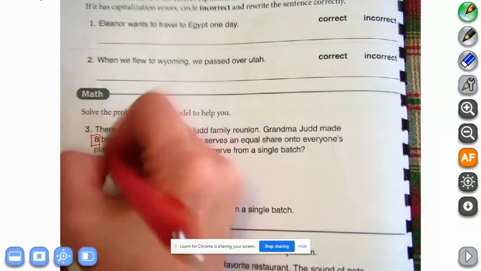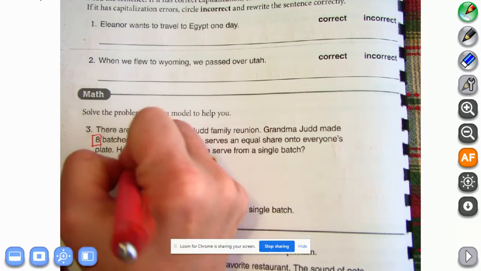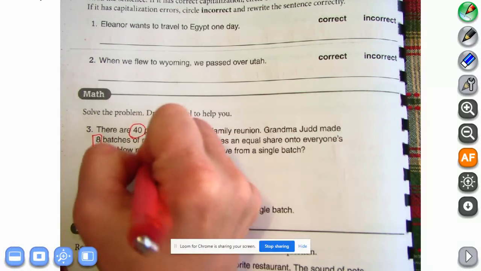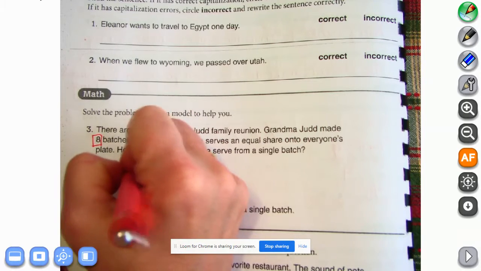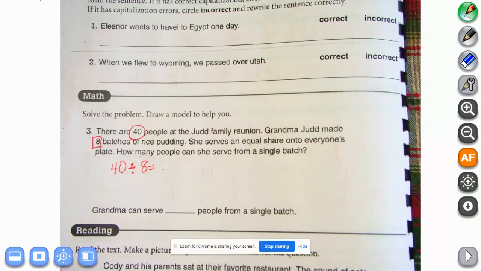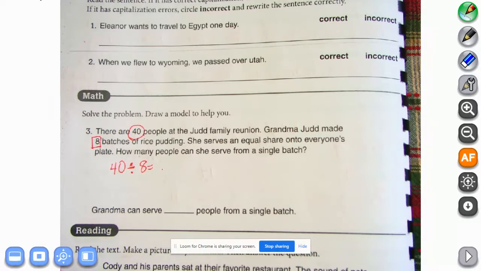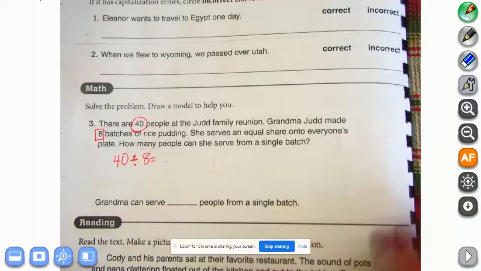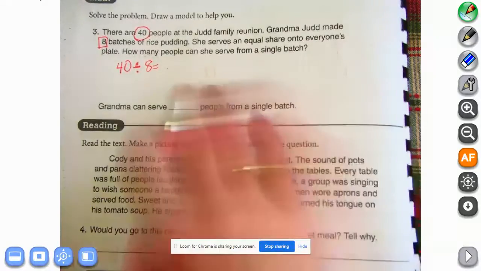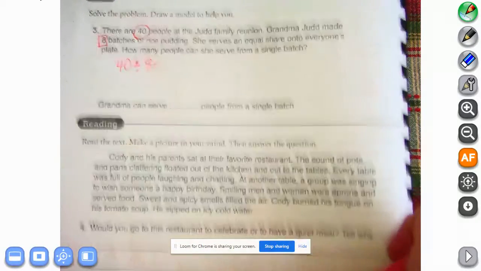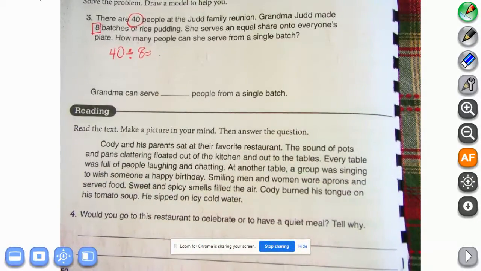Okay, so she has 40 people and she's dividing up 8 batches. So how many people can she serve from a single batch? Okay, and you can draw a picture if you need to, whatever you need to do to get the answer. Read the text. Make a picture in your mind, then answer the question.